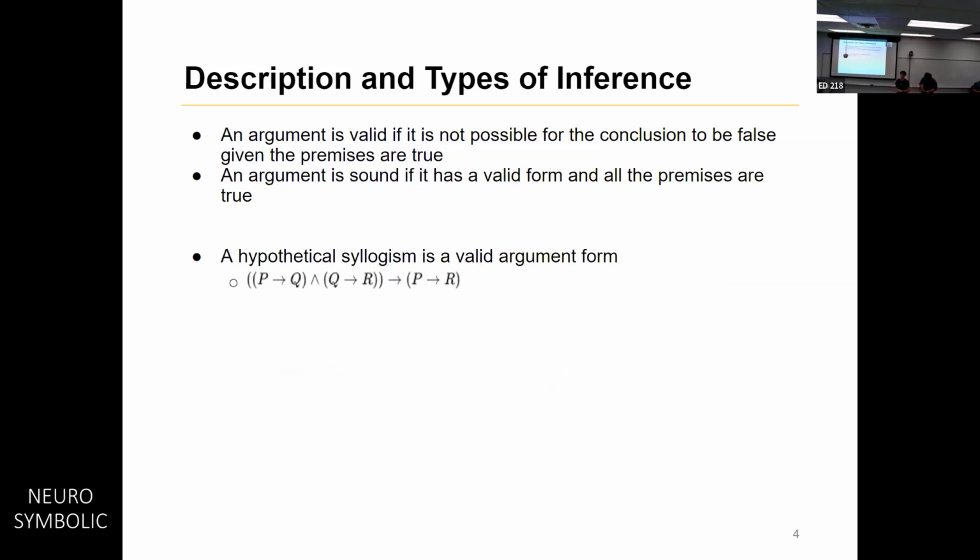An argument is valid if it is not possible for the conclusion to be false given the premises are true. Additionally, an argument is sound if it has a valid form and the premises are true. And to add to that, a hypothetical syllogism is a valid argument form. We have an example here, which is P implies Q and Q implies R, which implies P implies R.